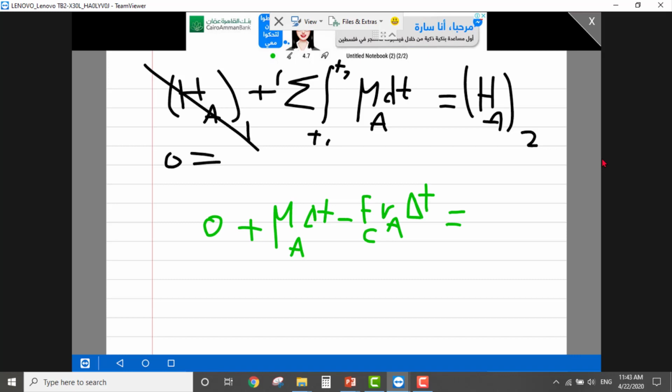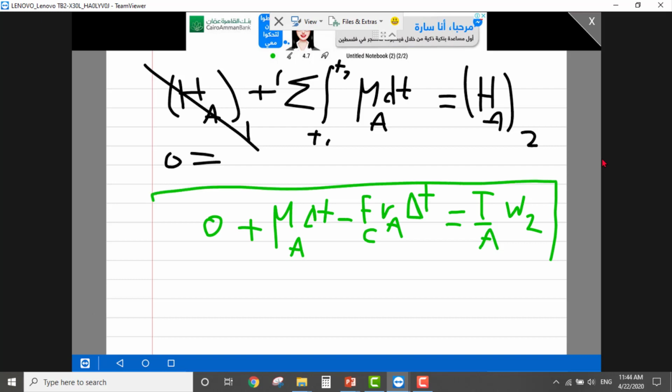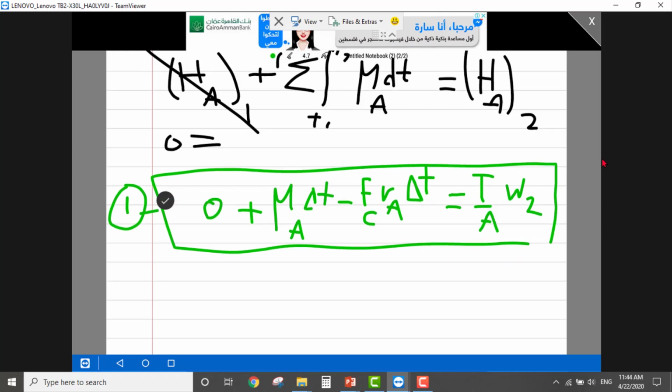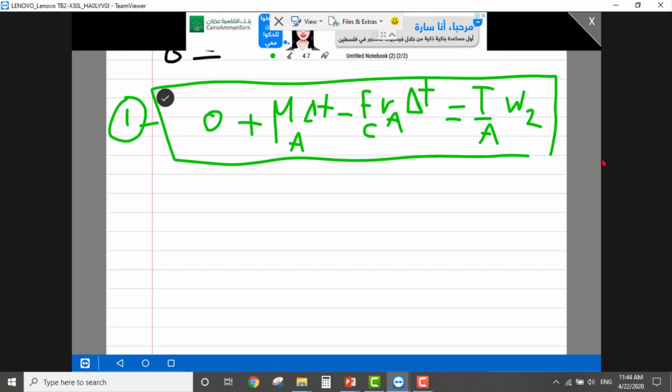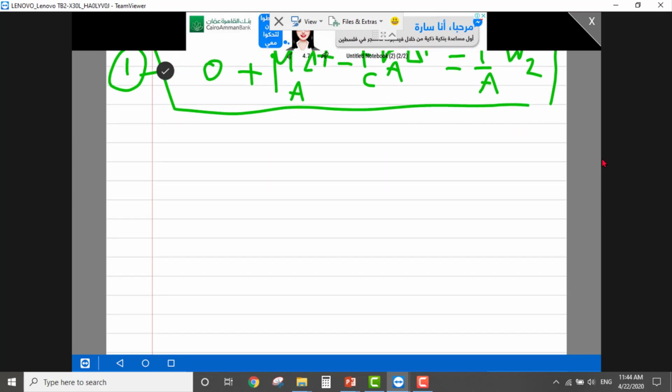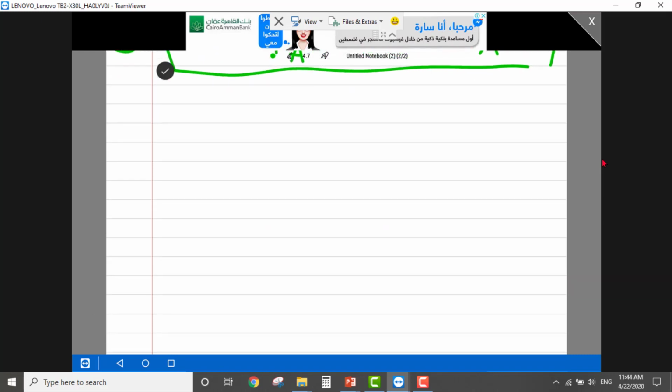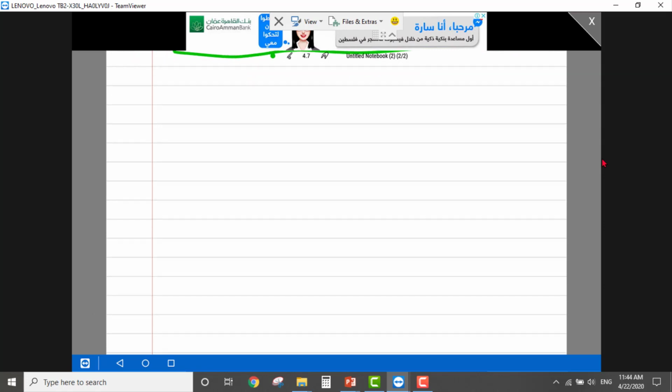For HA2, we have only one source, which is I with respect to centroid A multiplied by omega 2. So I will name this equation 1. Let's now move to the new gear. I will leave the space here and I will write it on top of the drawing. So here we have gear B.